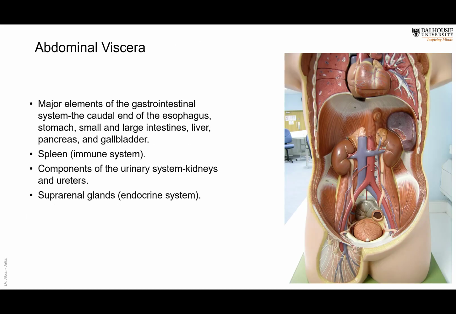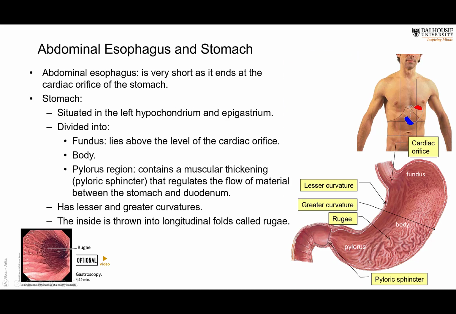Inside the abdomen, we have organs that belong to many systems, mainly gastrointestinal, but we also have the spleen, which belongs to the immune system. We have the kidney and the ureter, which belong to the urinary system, and the suprarenal glands, which belong to the endocrine system. We'll start with the gastrointestinal organs.